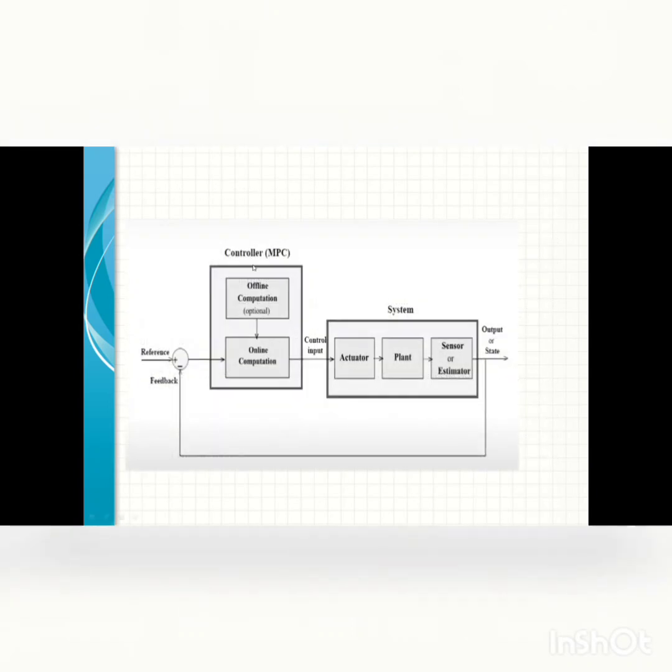Here is the block diagram of model predictive control. I took an example here. This is the feedback, and this is the controller. Here we get the input and it goes to the system, and there is the output or the state of the system. Next, we're going to talk about the terminologies.